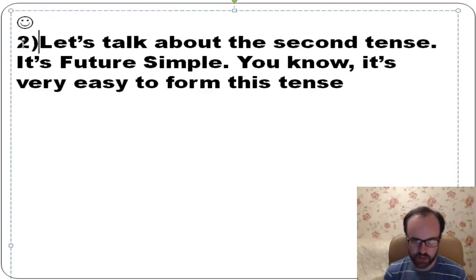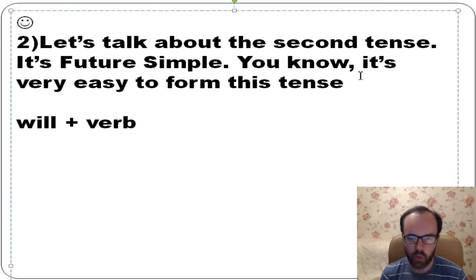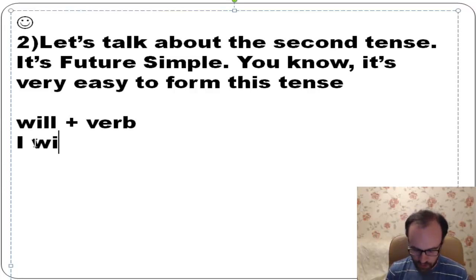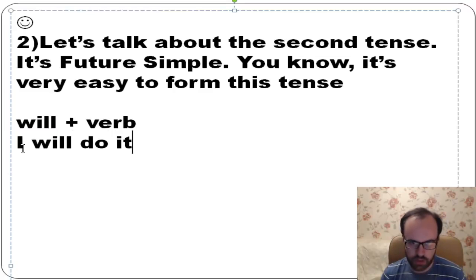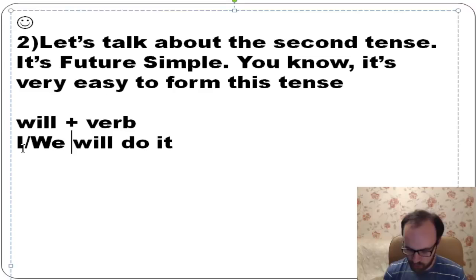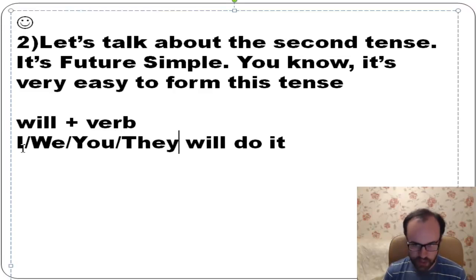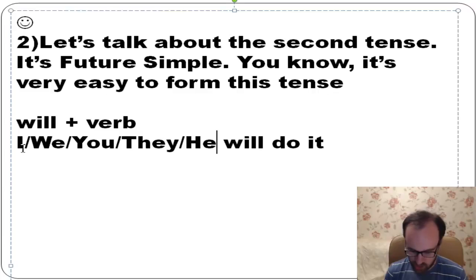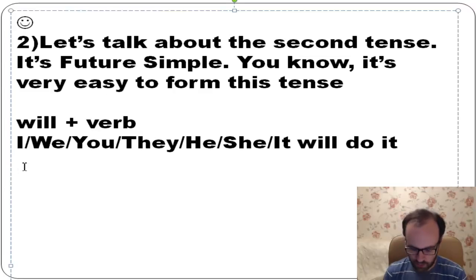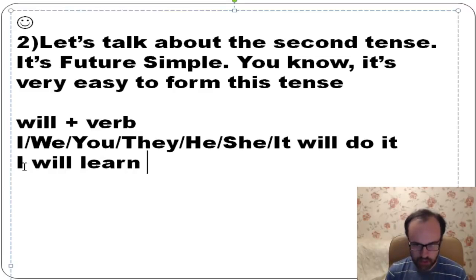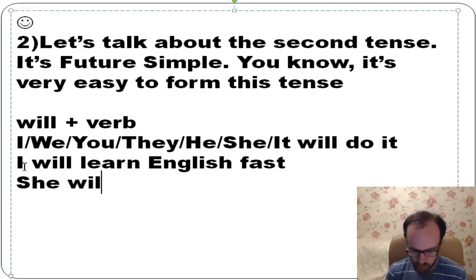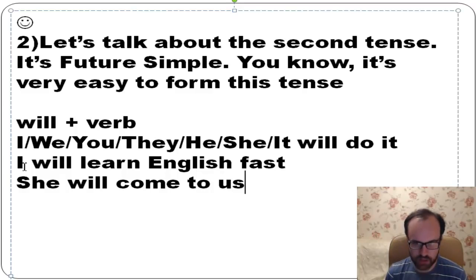So, future simple: will plus verb. For example, I will do it. We will do it. You will do it. They will do it. He will do it. She will do it. It will do it. For example, I will learn English. I will learn English fast. She will come to us.